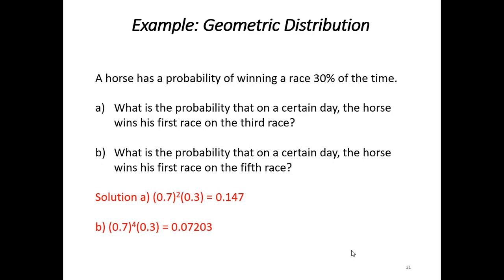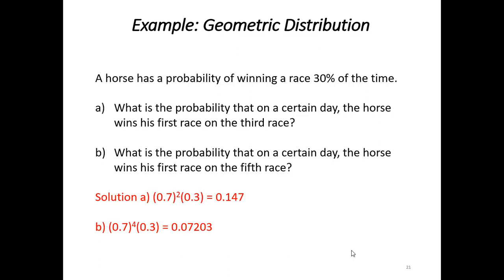All right, so as an example, suppose we know that a horse has a probability of winning a race 30% of the time. That's pretty good. What's the probability that on a certain day the horse wins his first race on the third race? Okay, so just to be clear here, we want to know the probability that he loses the first, loses the second, and then wins the third. So that's where he's winning his first race.